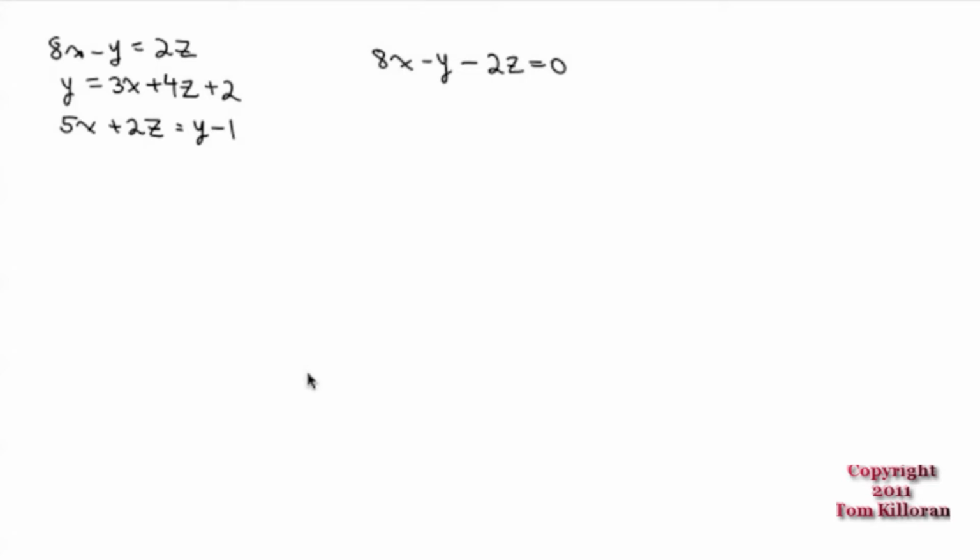The second equation, if you move everything to the left, you get negative 3x because it has to change sign. The y stays the same. The 4z becomes negative. And the 2 just stays where it is. So the best thing is not to play around with it too much, just shift everything to the left. And the bottom one, all we have to do is move the y. So you get 5x minus y plus 2z is equal to negative 1.